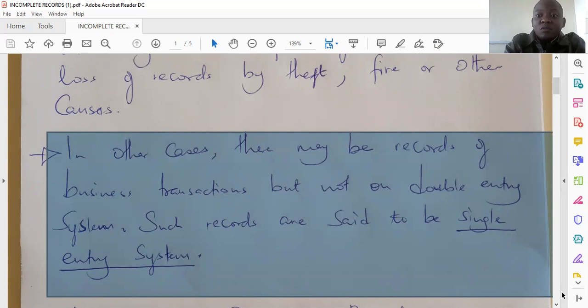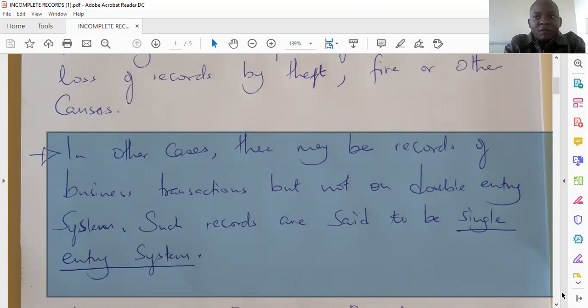So such records are said to be on single entry system, whereby the rules of debiting and crediting are not followed, whereby for each transaction, instead of recording twice, whereby there has to be a debit entry and a credit entry, you find that the transaction has only been entered once. And in most cases, you find that these transactions are only entered in the cash book or in the cash summary, or rather, the trader keeps only the cash record of transactions. So he only records receipts and payments of cash, the inflows and outflows of cash, but does not record any other.